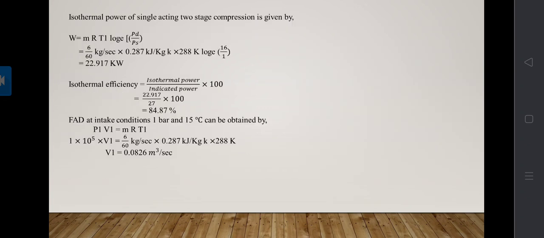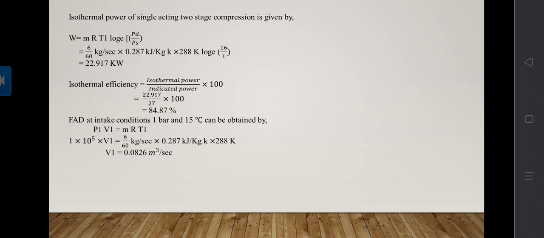Now next we calculate the isothermal power of the single acting two-stage compressor, that is W is equal to mRT1 log e PD divided by PS. Again we put all values of m, R, T1 and PD and PS here. PD is the P3 and PS is the P1 value. So PD divided by PS is equal to 16 divided by 1 here. So W is equal to 22.917 kilowatt.